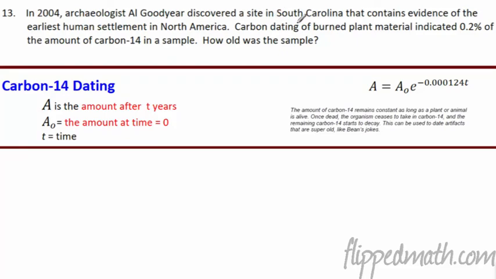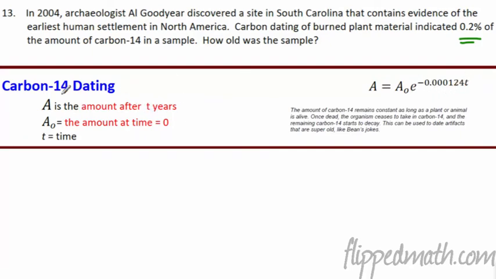We have an archaeologist who discovers a site in South Carolina that contains evidence of the earliest human settlement in North America. Carbon dating of a burned plant material indicated 0.2% of the amount of carbon-14 in the sample. How old is the sample? All right, so there's our word problem. Here is our formula that we use. We have A equals A sub naught e to the negative 0.000124t.